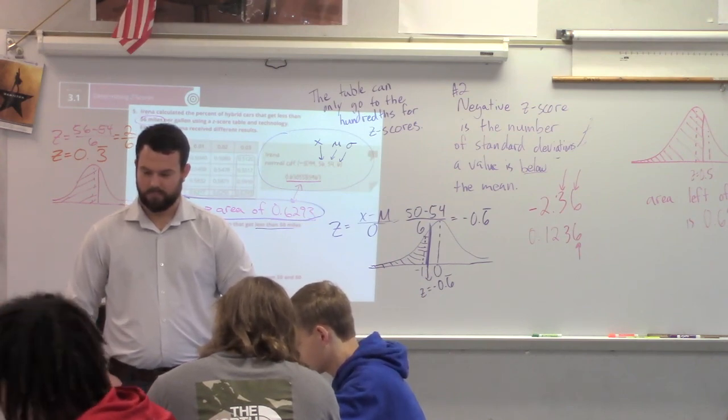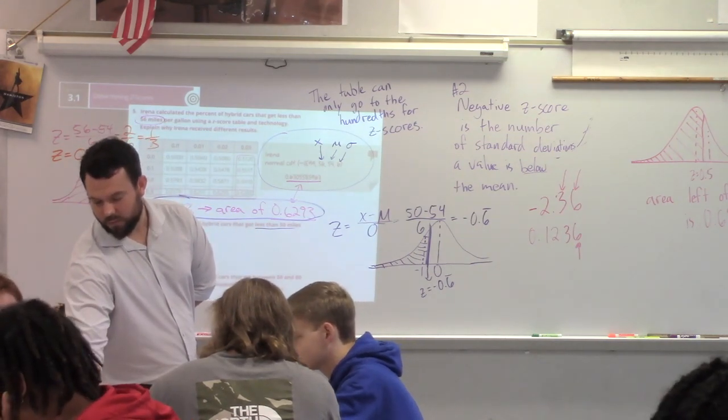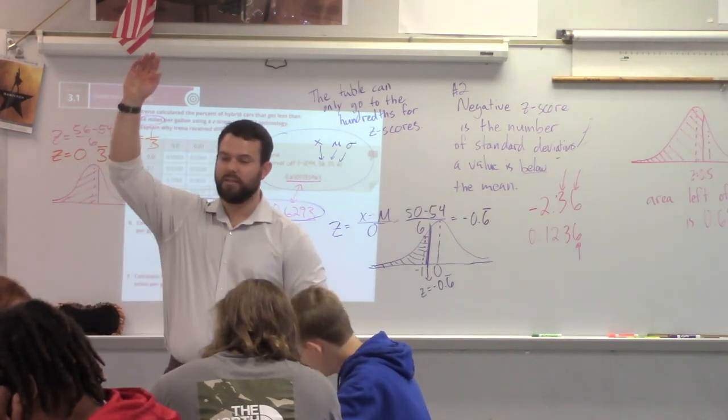I put times on places. Because right here, minus 54 is negative 4, right? Divided by 6. Remember, the whole thing is that's what the z-score is.